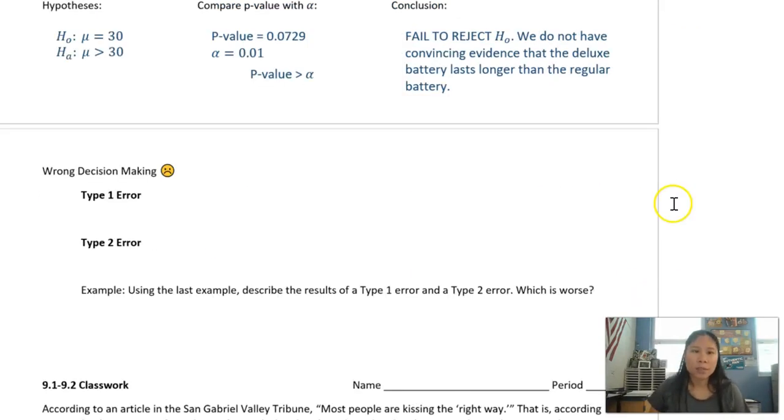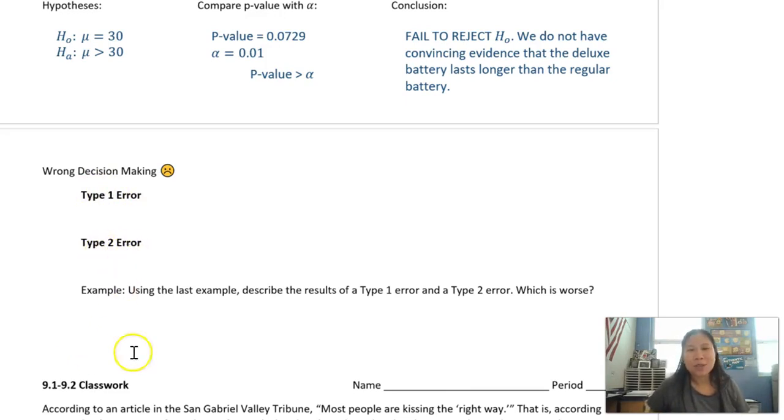So the last part of these notes, we have a couple errors that we could be making. Because we're making decisions based on the significance tests, if we either reject H0 or fail to reject H0, what if we make a mistake? What if our probability is not good? What if the sample that we got was not good? What if there's bias? Whatever.